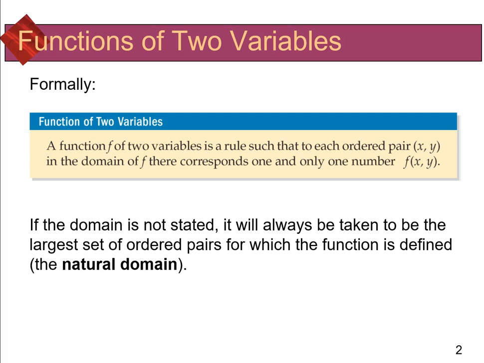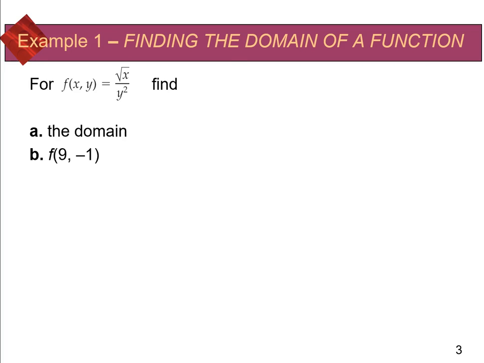If the domain is not stated, it's always taken to be the largest set of ordered pairs for which the function is defined. So sometimes if they don't tell you what the domain is, you have to be able to interpret what the domain is, which is why they're going to ask you some questions early on about knowing what the domain of the function is. So, for example, if you're given this function f of x, y being the square root of x over y squared, they want you to find first the domain and then what f of 9, negative 1 is.